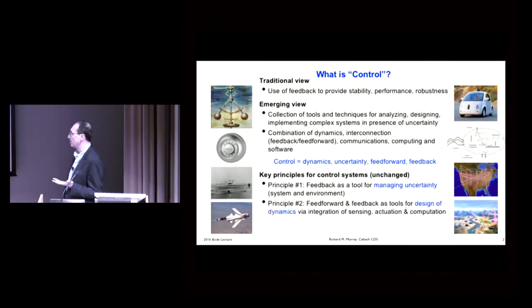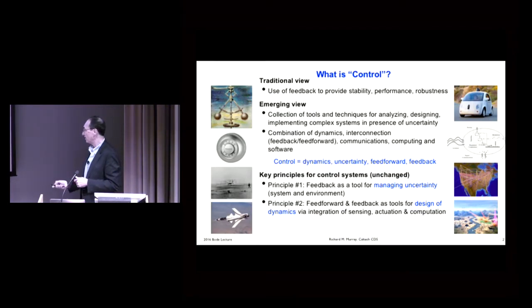The second principle is that both feedback and feed-forward are tools for design of dynamics. That is, by integrating sensing, actuation, and computation, we can redesign the way that the system responds to its environment. We can compute what's going to happen, or what I think is going to happen, what are the probabilities of it happening, and make a decision based on that computation of what's going to happen over the next 10 seconds or whatever it is. We can take the dynamics of something that is undesirable, unstable perhaps, and make it stable.